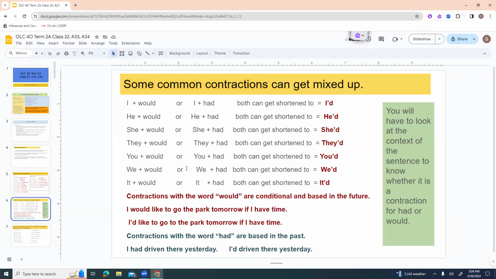Now this page is two different types of contractions. And the thing is, they have different words in them when they start as whole words, but they both get contracted to the exact same phrase. So you kind of have to know, based on the context of the sentence, what they were aiming for. Because one is when you're joining those pronouns with the word would. And would is a conditional word, right? It's talking about the future, like, I would like to go with you if I have the money.